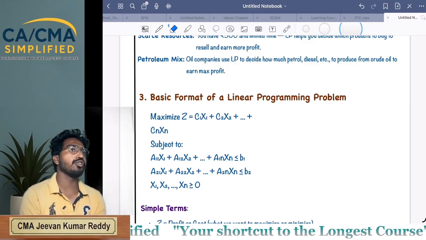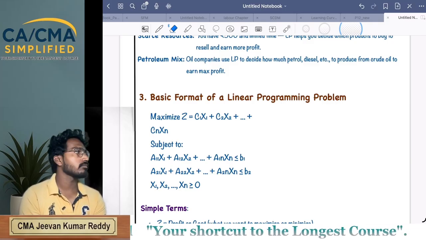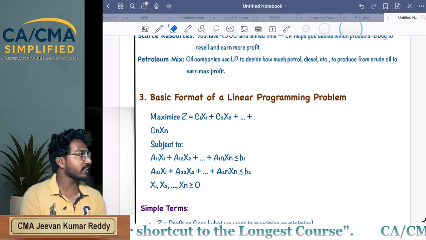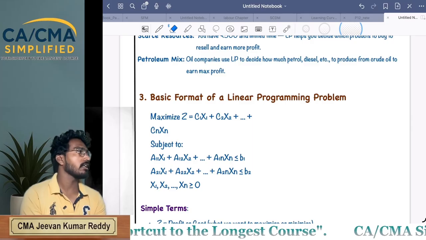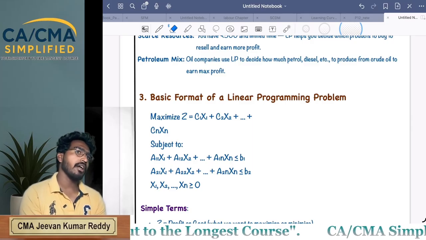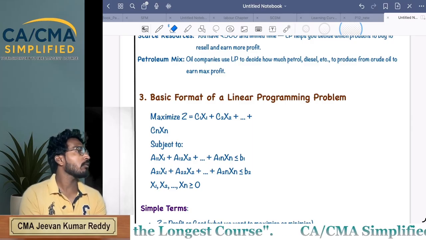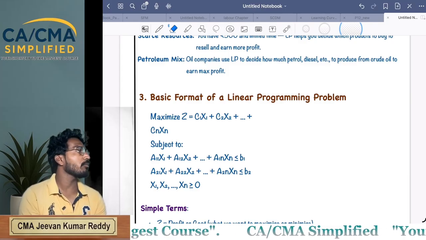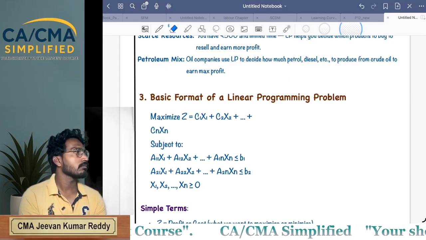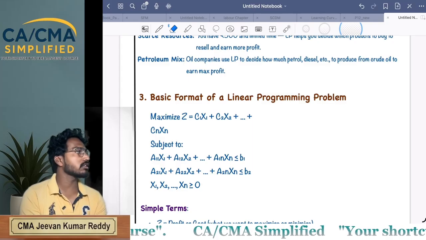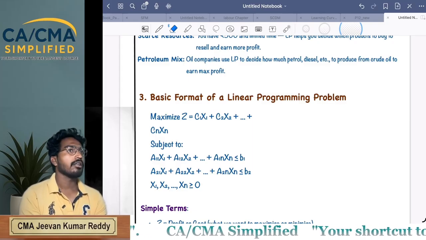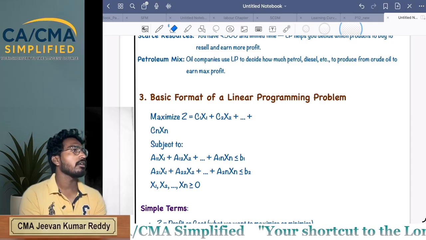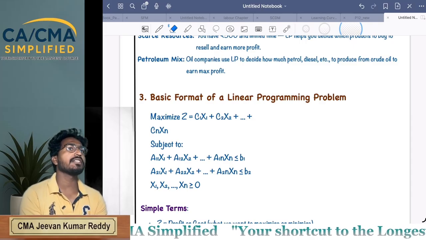So LP is used in every industry: financial industry, manufacturing industry, service industry, next to sugarcane. In all industries, LP will be used. Why? Because every company wants to make more profits. Every company wants to reduce its cost by using less amount of scarce resources, and it has to get maximum profit.